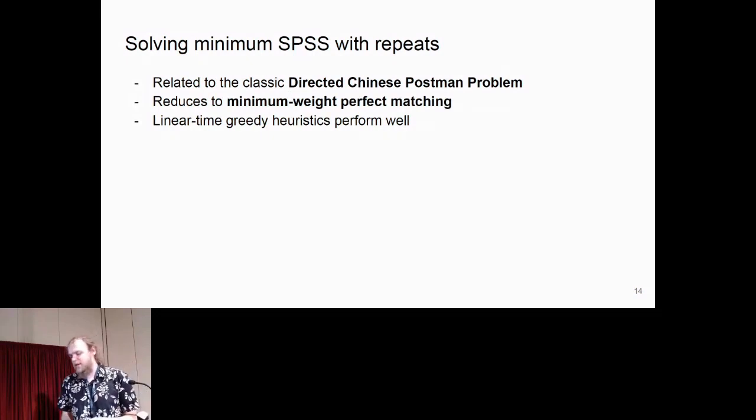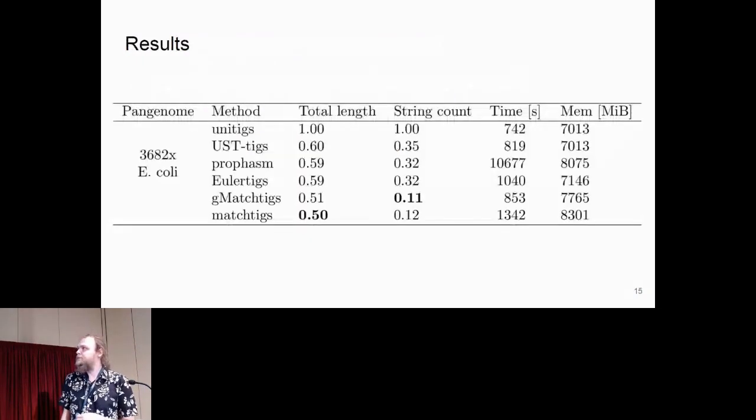So this solves the problem, but it's no longer linear time because for minimum weight perfect matching, we don't know a linear time algorithm. The classic solution is cubic, and there's something like quadratic times some factor, but the worst case of this algorithm is quite bad. However, there exist solvers for this minimum weight perfect matching problem, which seem to work quite well in practice, at least on our inputs. And we also show that a simple greedy heuristic also performs quite well.